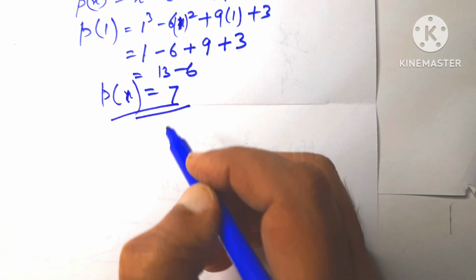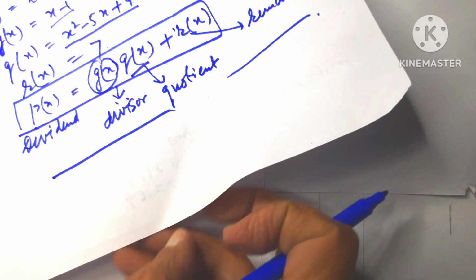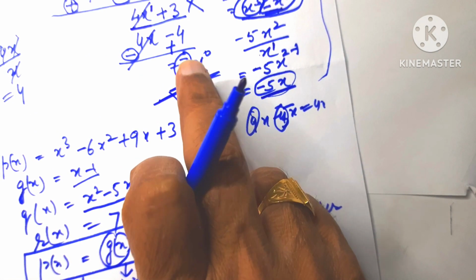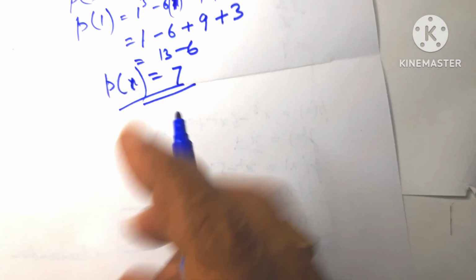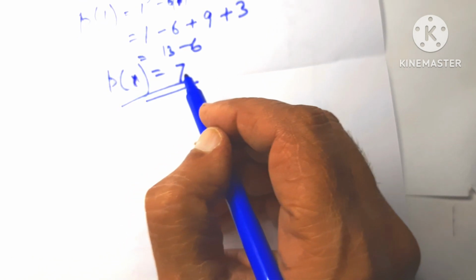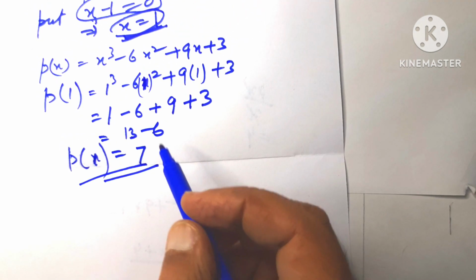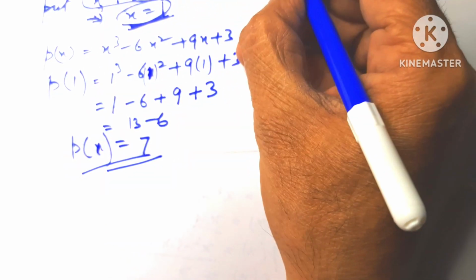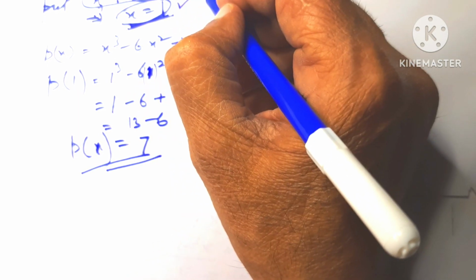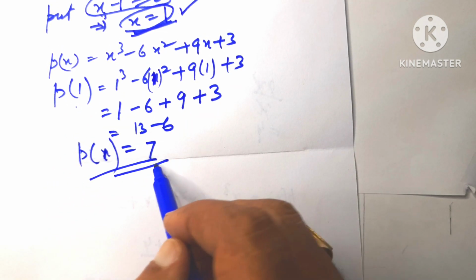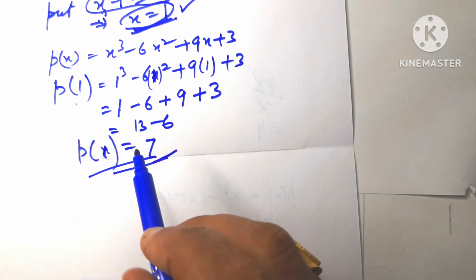P1 is 7, which is the remainder. By long division we also found the remainder 7. So with the help of this theorem we have found the same remainder 7. So this is the use of the remainder theorem. The process is: put the divisor equal to 0, find the value of x, and put the value of x in the dividend. When you solve it, you will get the remainder. This is the remainder theorem.